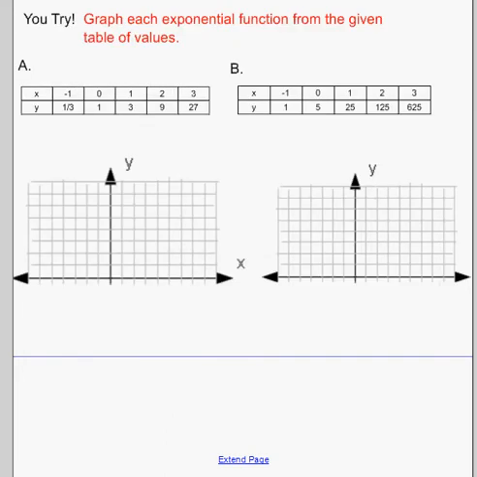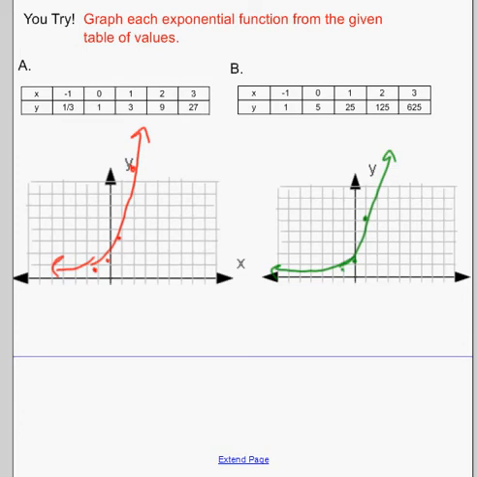Taking a look at the bottom of the worksheet that's in front of you, use those tables and graph all those points on each table. Right now you should hit pause. When you're ready to check your answers, hit play, and then the answers will be there for you.